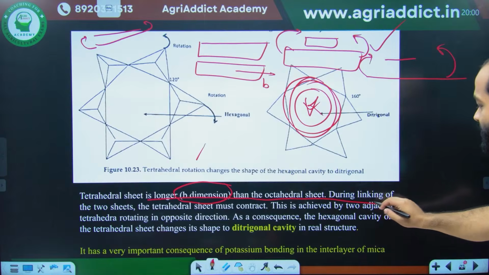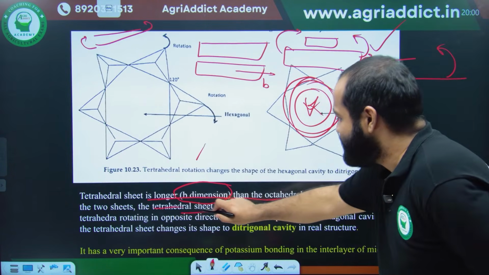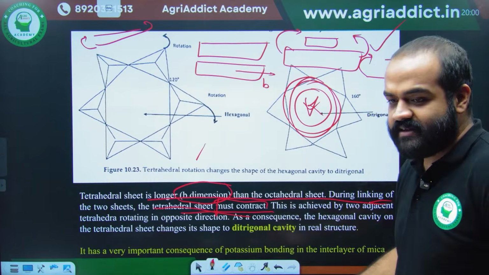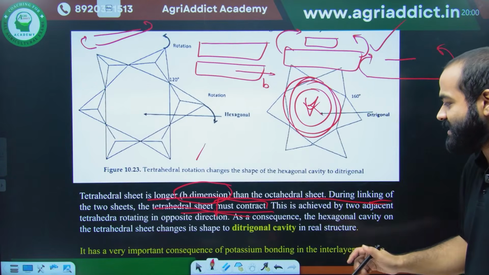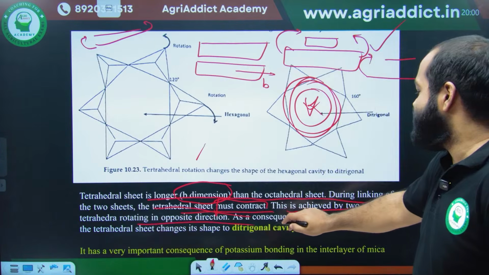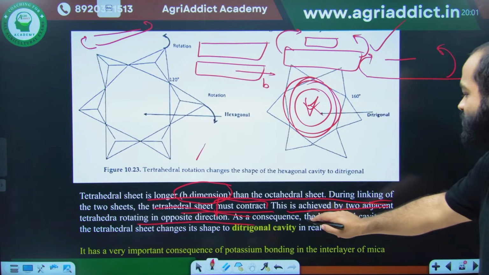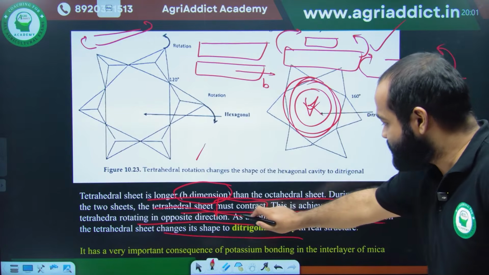All right. During linking of the two sheets, the tetrahedral sheet must contract. See, this line I have taken directly from ISSS. I have not taken it from any other place. So this is achieved by two adjacent tetrahedra rotating in opposite directions. This is called tetrahedral rotation. As a consequence, the hexagonal cavity changes its shape to a ditrigonal cavity.